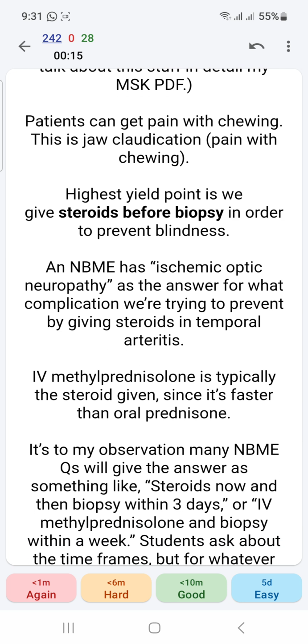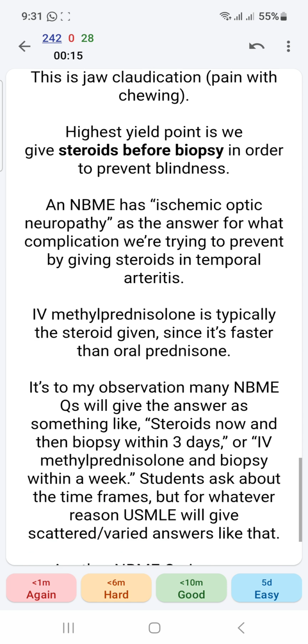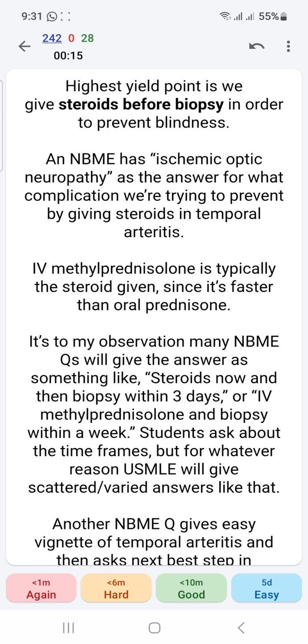An NBME has ischemic optic neuropathy as the answer for what complication we are trying to prevent by giving steroids in temporal arteritis. IV methylprednisolone is typically the steroid given since it is faster than oral prednisone.